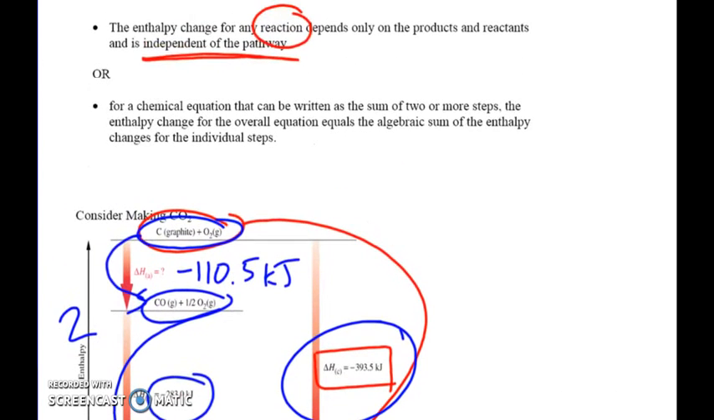So what we're saying up here is that when we've got a chemical reaction, it can be written as a sum of two or more steps. Okay? The overall equation is going to equal the sum of the individual steps.